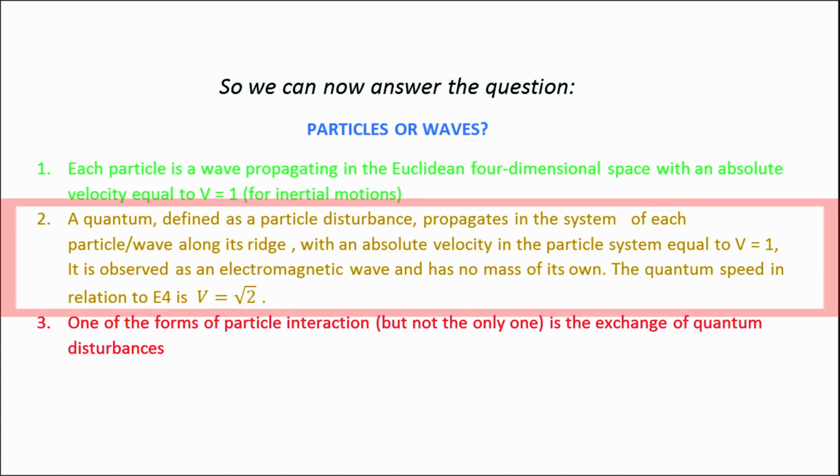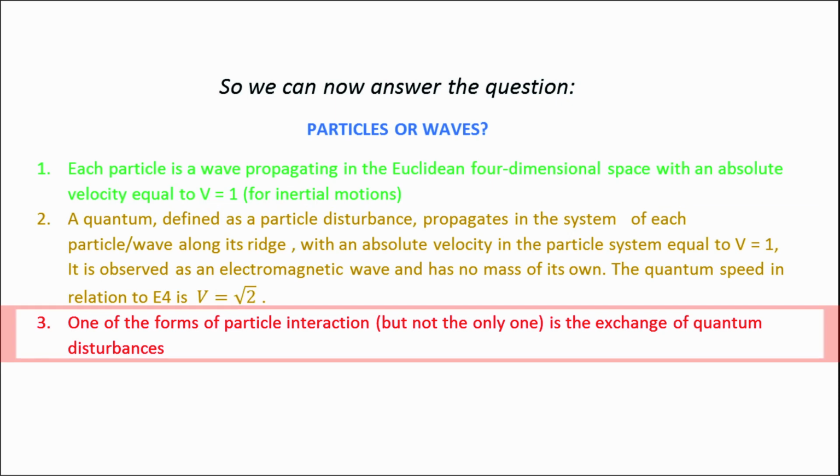A quantum defined as a particle disturbance propagates in the system of each particle wave along its reach with an absolute velocity in the particle system equal to 1. It is observed as an electromagnetic wave and has no mass of its own. The quantum speed in relation to E4 equals the square root of 2. One of the forms of particle interaction, but not the only one, is the exchange of quantum disturbances.